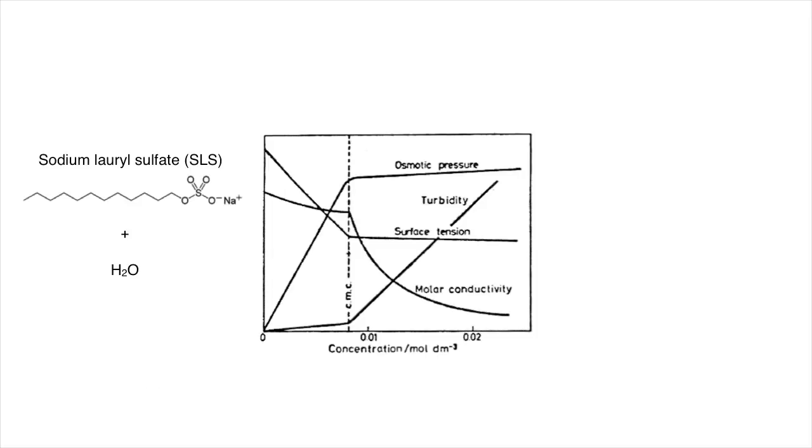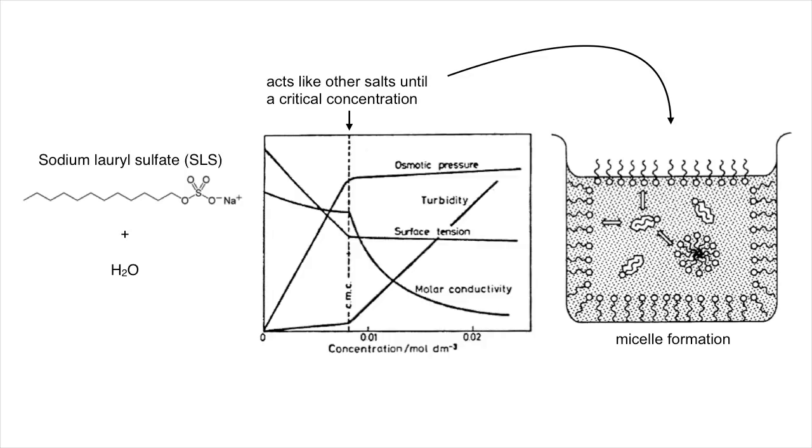When dissolved in water at low concentration, SLS acts in a similar way as other soluble salts, producing a solution with continuously variable properties that depend on salt concentration. However, beyond a certain concentration, called the critical micelle concentration, the soap molecules band together into colloidally sized spherical assemblies called micelles. The interior of the micelle contains the organic tails of each SLS molecule, but excludes H2O.